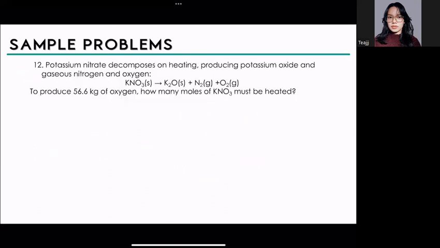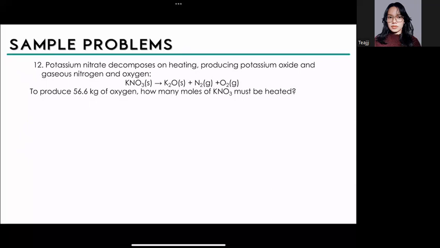Now let's go to number 12. For number 12, you have potassium nitrate decomposes on heating, producing potassium oxide and gaseous nitrogen and oxygen. So binigyan na tayo ng unbalanced chemical equation. Now to produce 56.6 kilograms of oxygen, how many moles of KNO3 must be heated? Okay, where do we start? If a reaction has occurred, then of course you will need the balanced chemical equation.